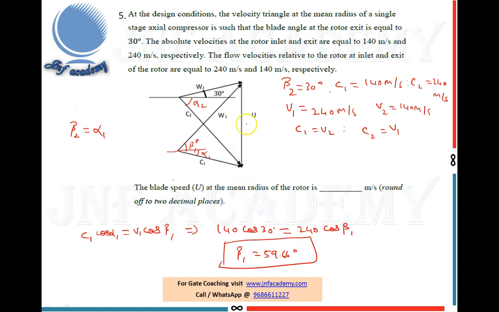Since we know beta 1, now let's apply the formula for the rotor speed by using the velocity relationship. We have to find the rotor speed, which is nothing but u. So u is asked in the question, and it's very straightforward that u is equal to c1 sine alpha 1 plus v1 sine beta 1. C1 we know, alpha 1 we know, v1 we know, and beta 1 we just calculated. So 140 sine 30 plus 240 sine beta 1, which is 59.66 degrees.